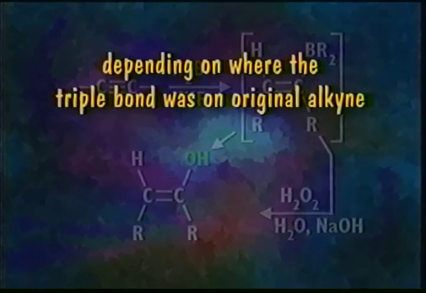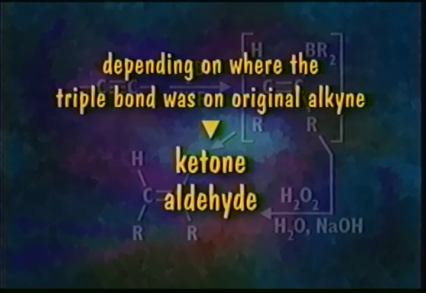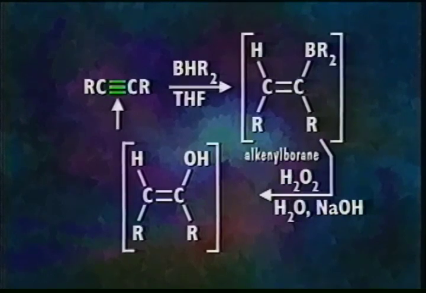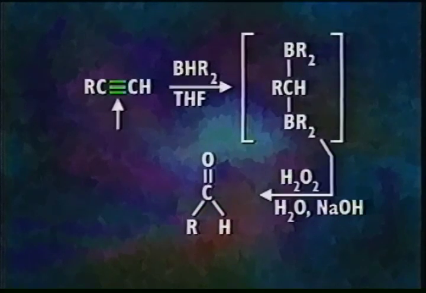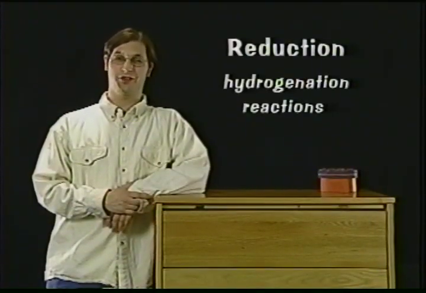Depending on where the triple bond was on the original alkyne, the product will either be a ketone or an aldehyde. If the triple bond is on the inside of the alkyne chain, the reaction will produce an enol, which will then quickly convert to a ketone. If the triple bond of the original alkyne is on the end of the alkyne chain, the reaction will produce an aldehyde. Now on to reduction or hydrogenation reactions.